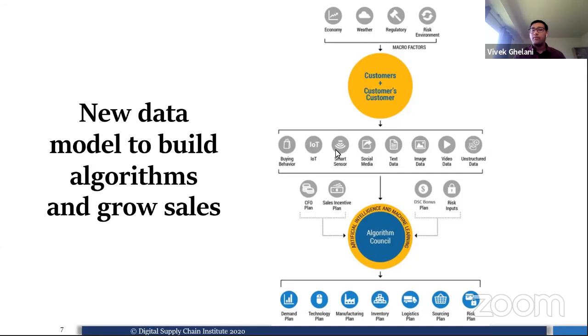And then you look at the data that you are getting from your retailers or distributors or direct-to-consumer model. Also the data that you are getting from social media on what consumers really want in your industry right now. Then you look internally at your CFO plan, sales plan, and risk inputs, and you put all of them together and identify all the key factors.